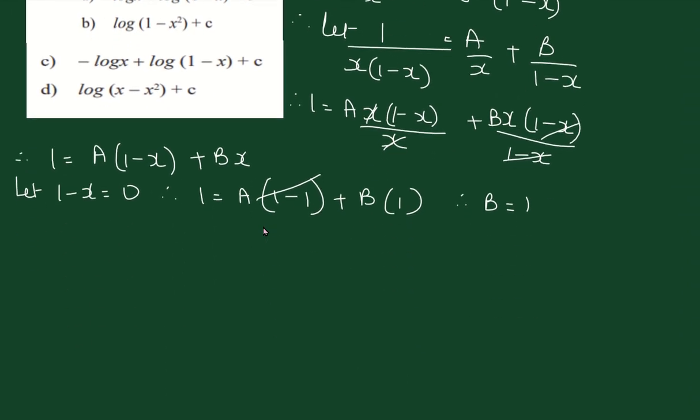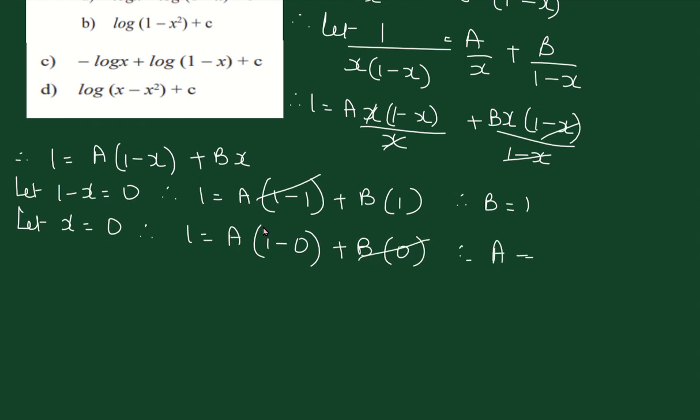Then next we put x as 0. So we write, let x is equal to 0 and therefore we get 1 is equal to a into 1 minus 0 plus b into 0. The b term goes away, so we get a as 1. Okay, and therefore our integral becomes the integral of a upon x, that means 1 upon x, plus b upon 1 minus x, means 1 upon 1 minus x, dx.